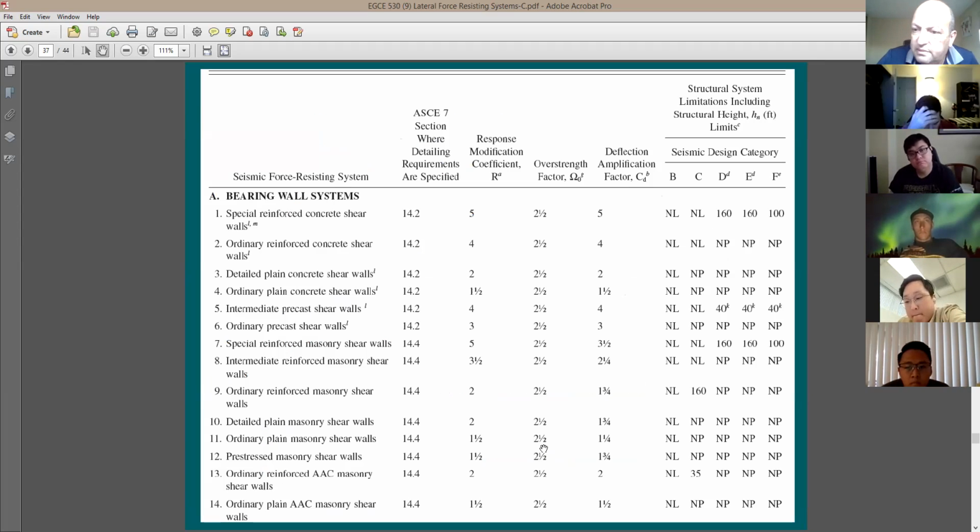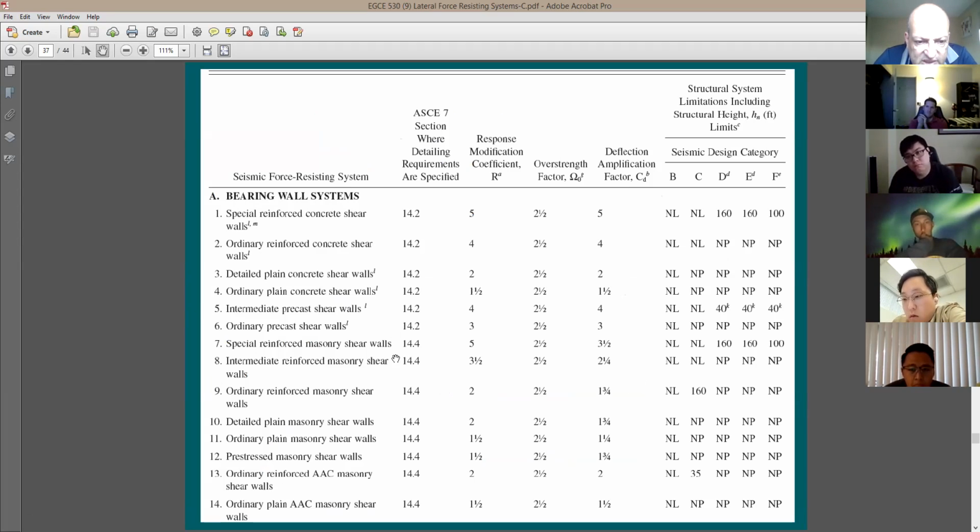Now the R factor that goes into my equations when it comes to the code design equations is going to be based on the type of structure, the type of building. We have something called a bearing wall system. In a bearing wall system, most of the gravity load is going to be supported by walls. So, okay, what type of walls do we have? I'm going to be looking here at all the walls that I can use when it comes to structural steel.